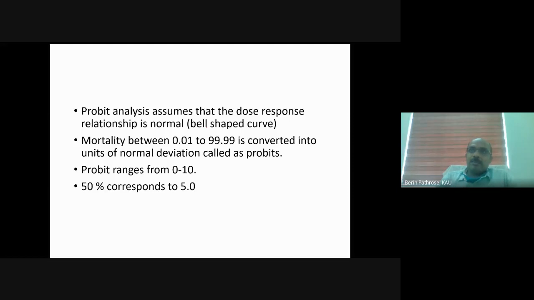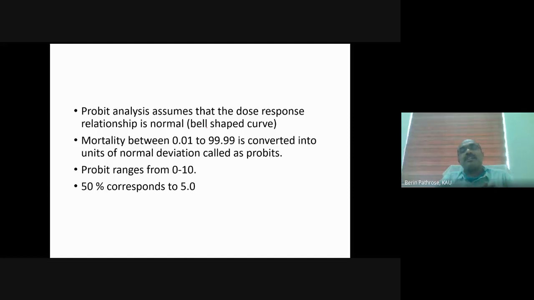In the first example, I told you that we took 10 insects, 6 died and 4 are alive. So we don't transform 6 into probit. We take the percentage of it, which is 60. This 60% mortality is converted into probit. So the percent mortality will be converted into probit. Finney has given a table for that, which we will discuss when we do the practicals.